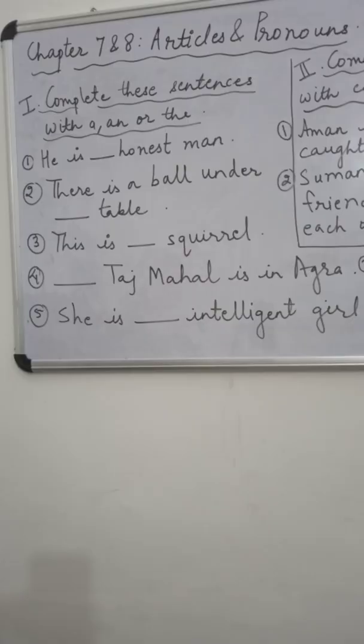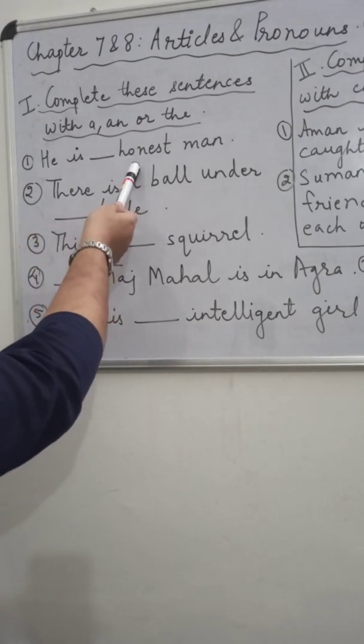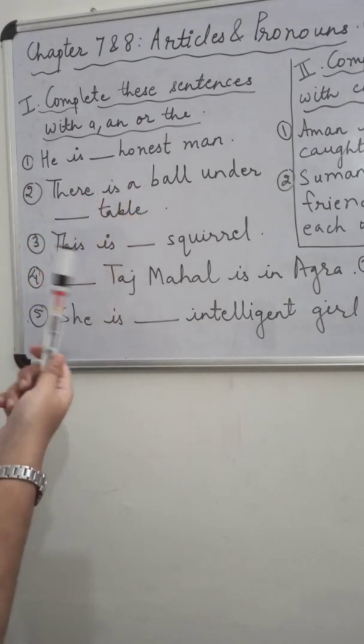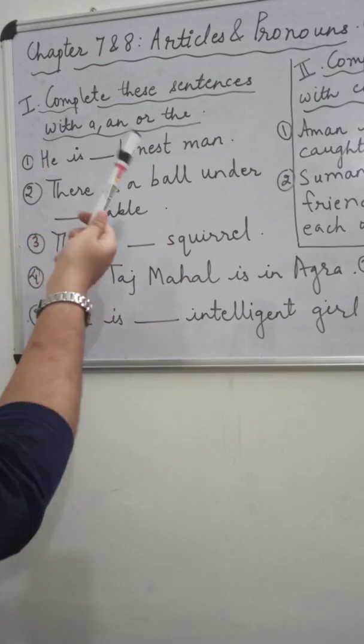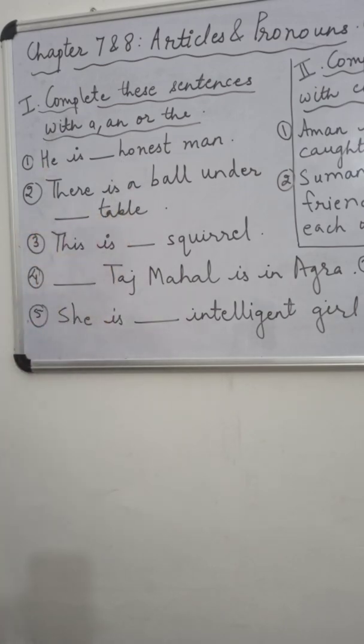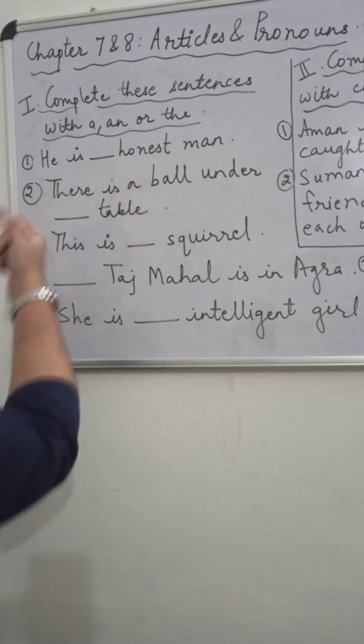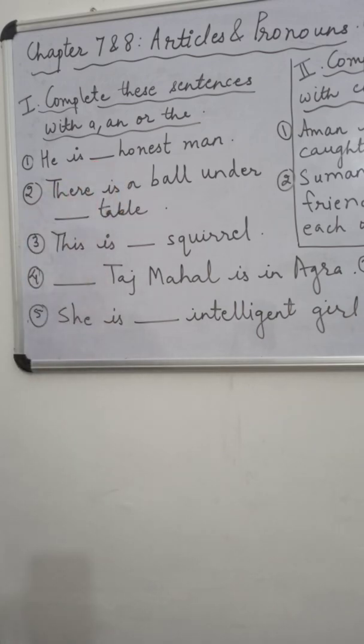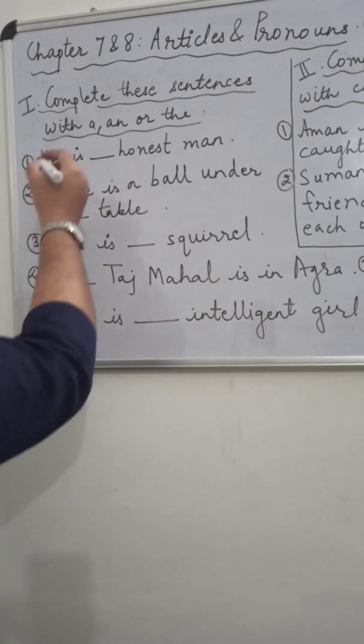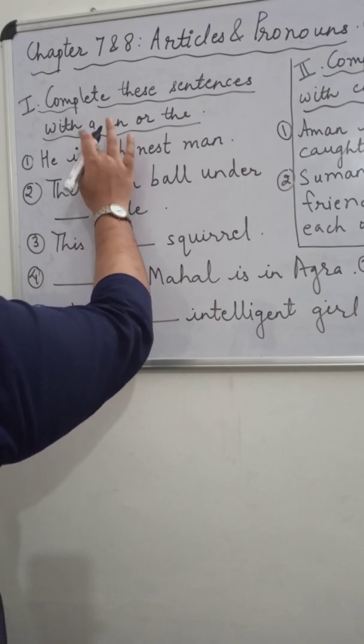First exercise, complete these sentences with a, an or the. First one, he is dash honest man. Now see this word honest. Now when we pronounce honest, we produce a vowel sound. An O sound is produced, that is a vowel sound. So I told you before a vowel sound we use which article? We use the article an. So here we will write an.